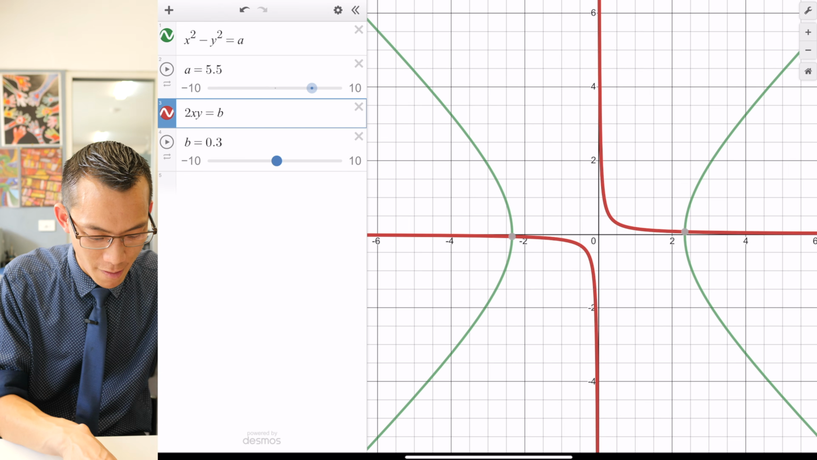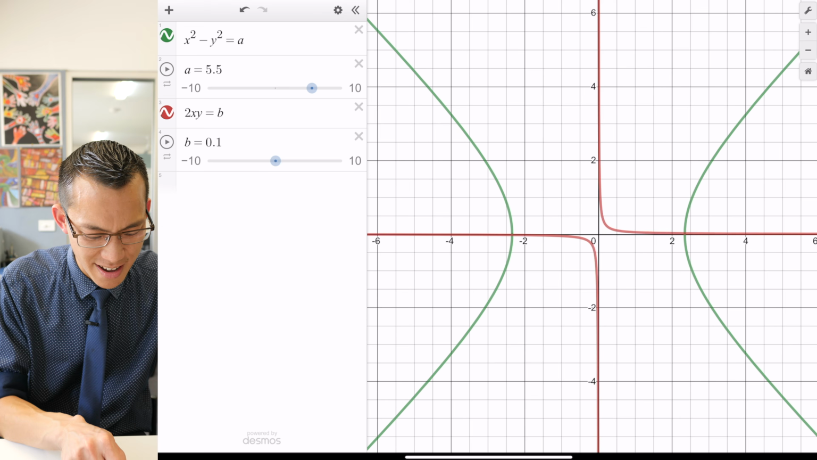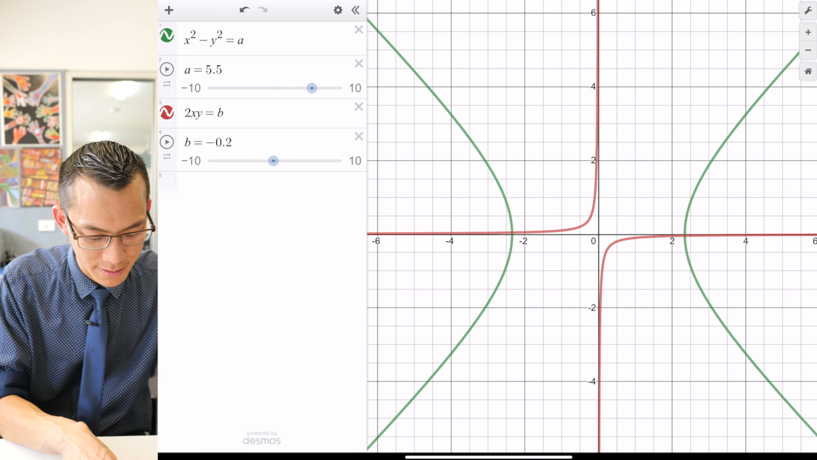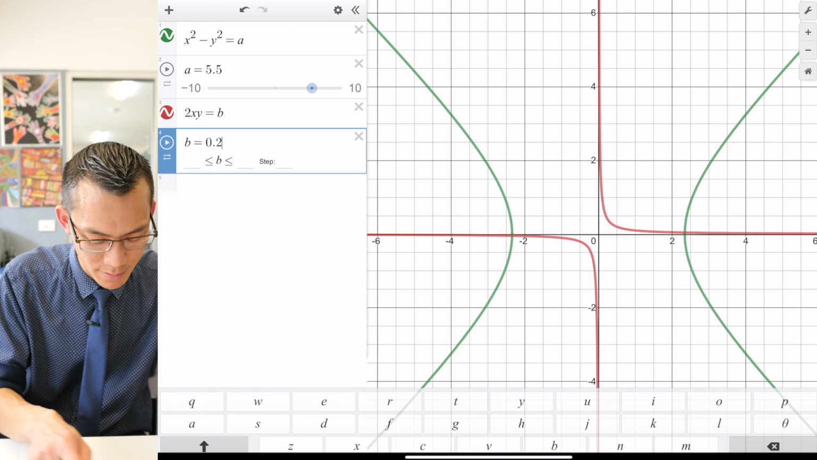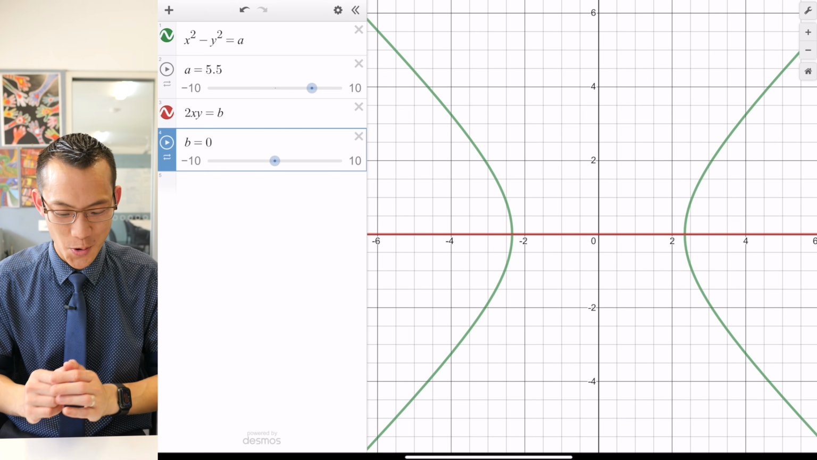Let's have a look at that right there. Whoops, my fingers are too stubby. I'll get it. So close. I wonder if I can just type. There we go. That's better. So, b equals 0. I've just forced it there, right?